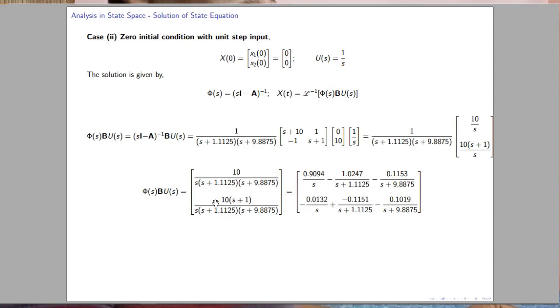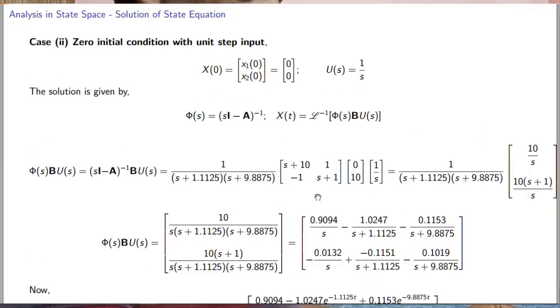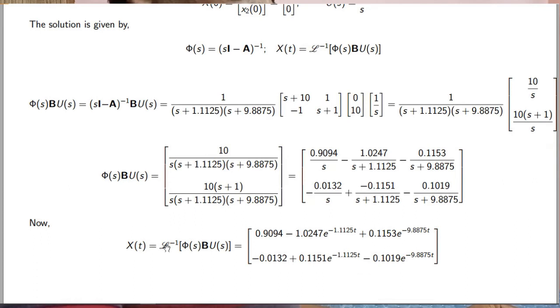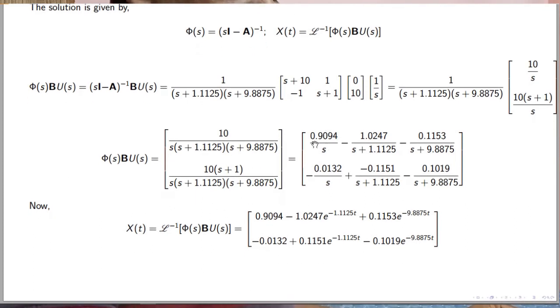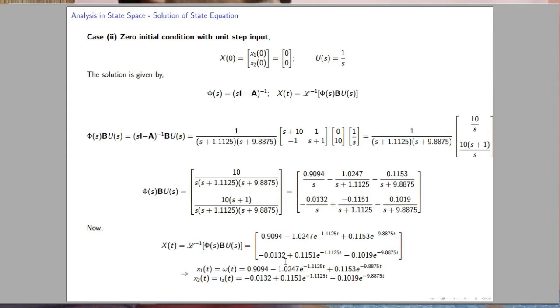Okay, so now I have to use again the partial fractions here. So I will get three partial fractions. So once I resolve into partial fractions, I can take the inverse Laplace transformation. So this will have an inverse Laplace transform of 0.9094 and so on. It's well known, nothing to explain. And now this is the solution, x1 of t and x2 of t. The first term is x1 of t and the second term is x2 of t. Please notice this is the solution with zero initial conditions but with step input, unit step input.